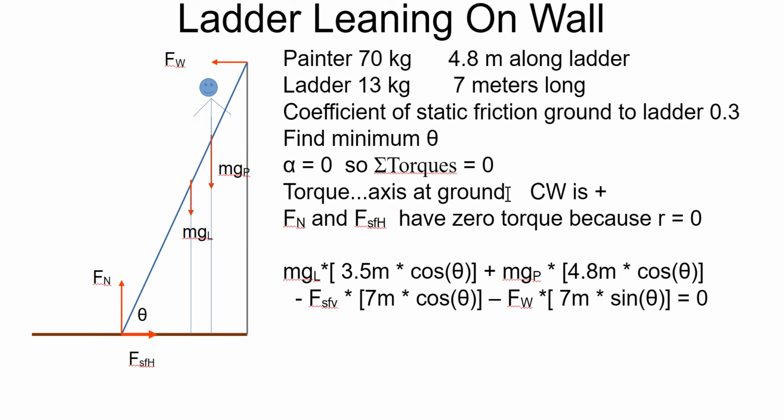And torque, choosing the axis at the ground. So we're going to put an imaginary point here at the bottom of the ladder. That's where I'm going to put my axis. And I'm going to let the clockwise torques be positive. Anything that would tend to rotate the ladder in a clockwise direction given this pivot point, I'm going to call positive.